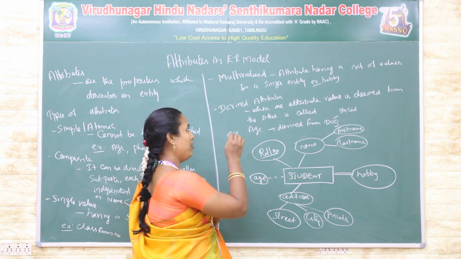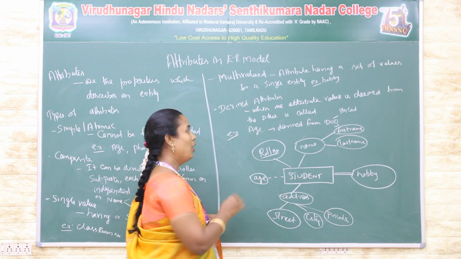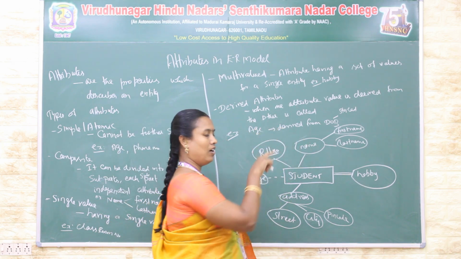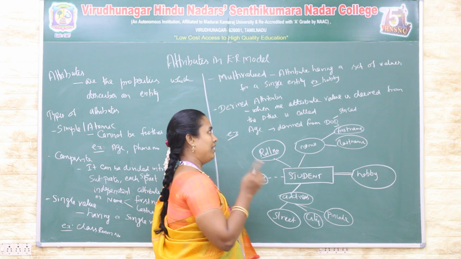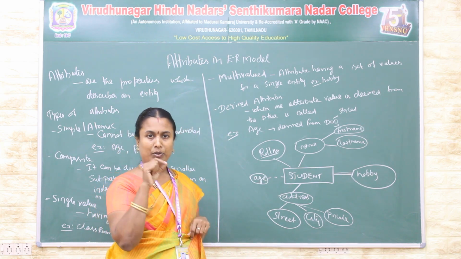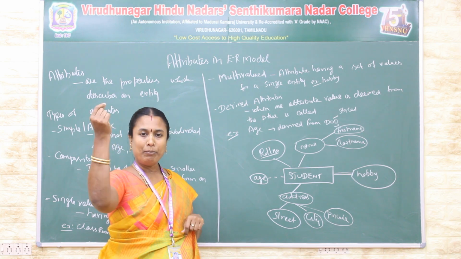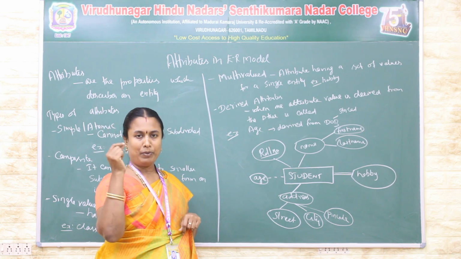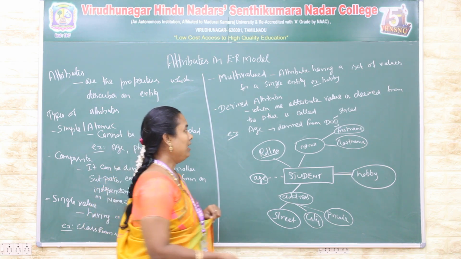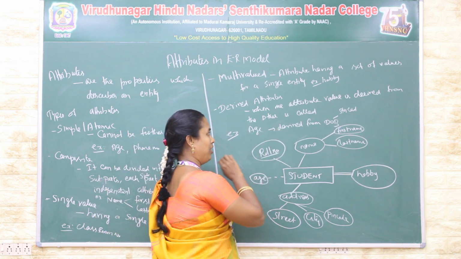Then last, derived attribute. What is a derived attribute? When one attribute value is derived from another attribute, it is called a derived attribute. For example, if you know the value of one attribute, and the value can be obtained from some other attribute, then we can get the derived attribute value. For example, age. Age is a derived attribute.